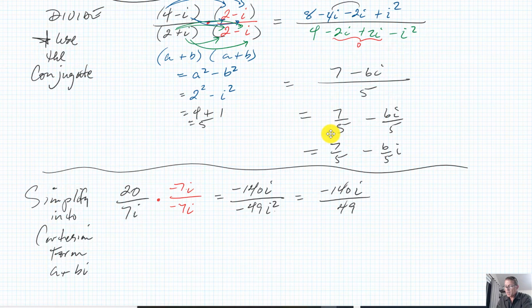And there we go. You get negative 140i/49, which I guess you can write like this too. Okay? It's the same thing. These are in Cartesian form. It's pure real. Pure imaginary. Okay? No real part. It's only an imaginary part.